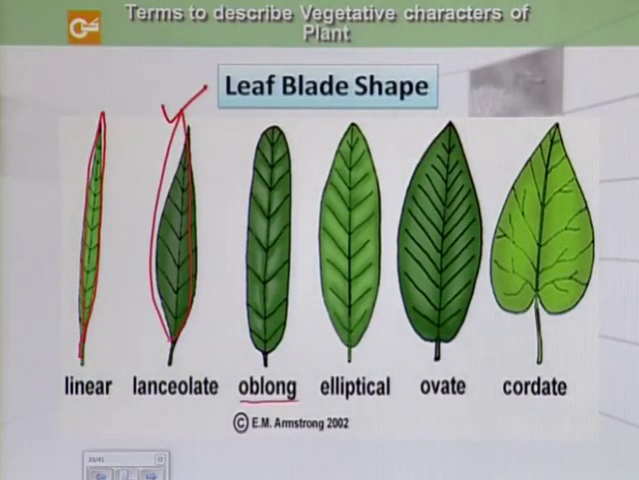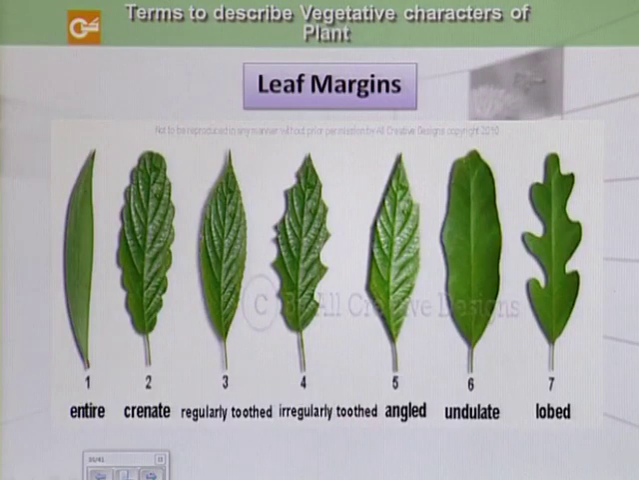And this is an oblong leaf, and we can see that it is longer than broad, and we have elliptical, which is tapering from this base to the apex. And then we have ovate type, which is egg-shaped, and we have cordate type, which is a heart-shaped leaf blade. Then we have different leaf margins.